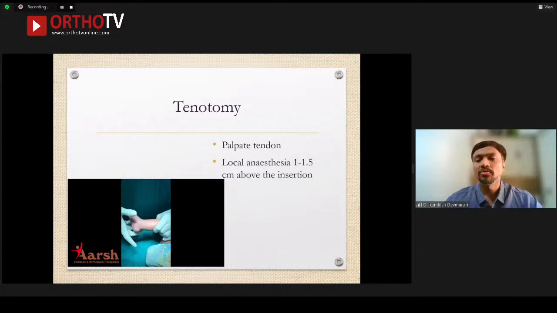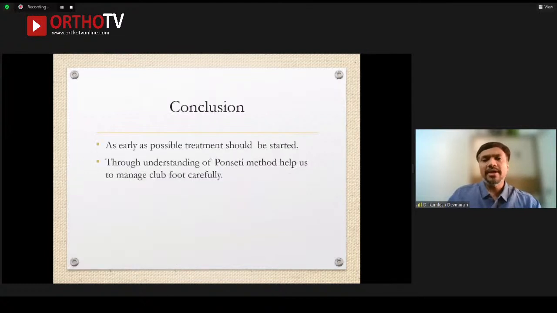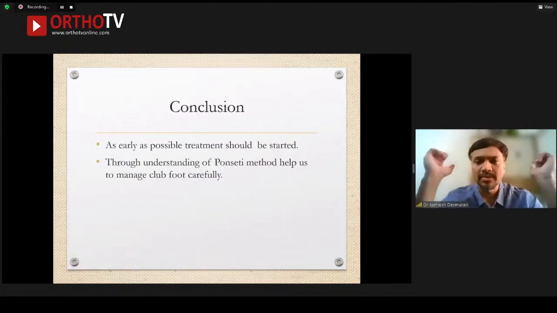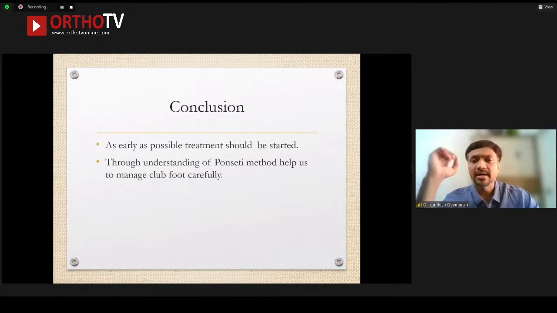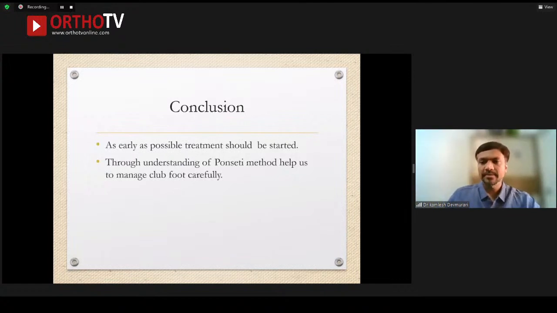So we are going into detail. The next speaker will explain about tenotomy. So I conclude my talk. As early as possible, treatment should be started, and a thorough understanding of the Ponseti method will really help to manage Clubfoot very carefully. Thank you. Thank you, Ganjwala sir.